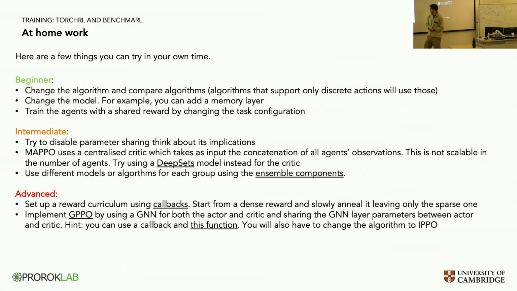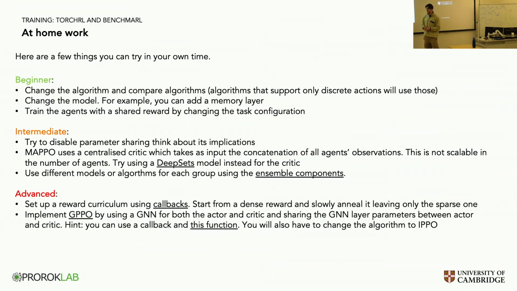And in the hard area, you can set up curriculum learning, in the sense that through callbacks you can slowly anneal the dense reward that the agents are receiving, and at some point just leave the reward for going to their goals. If we think about the scenario before, where they have to do it in X time steps and there's a very big constraint, this might be a way to help them do that. And the other one is you can implement the GPPO algorithm from a paper that we saw in the previous lecture.